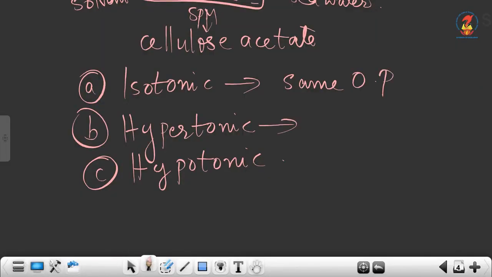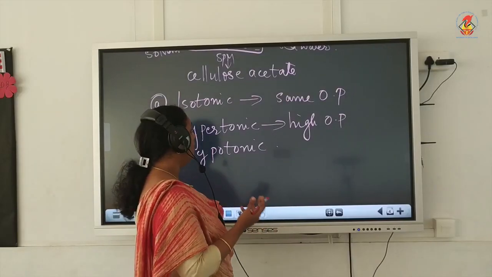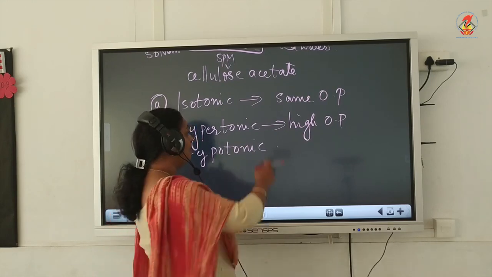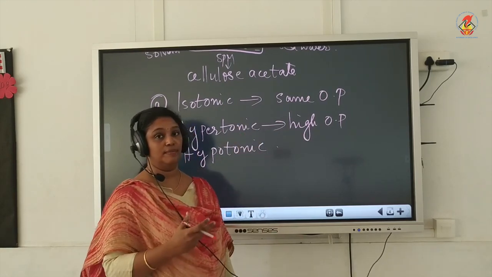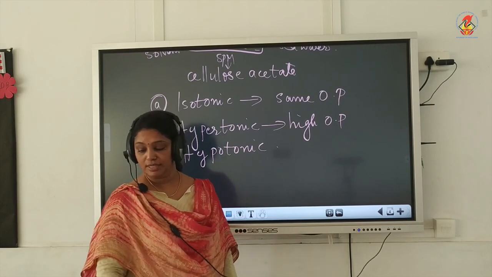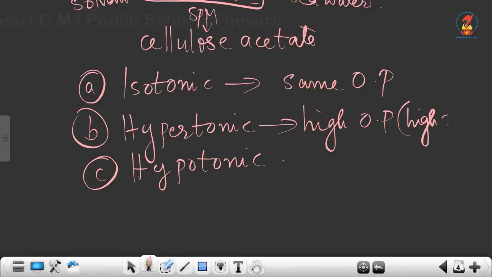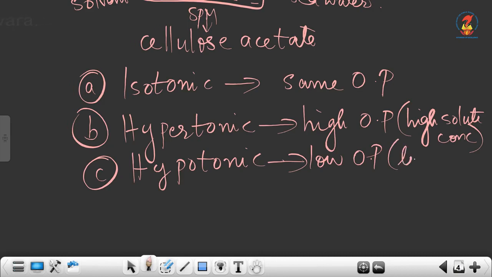Now, hypertonic solution means a solution having high osmotic pressure. High osmotic pressure means the number of solute particles will be greater, or you can say this is a highly concentrated solution. Hypertonic solution means the solute concentration will be high. High osmotic pressure means high solute concentration. And the third is hypotonic, which has low osmotic pressure, means the solute concentration will be low.